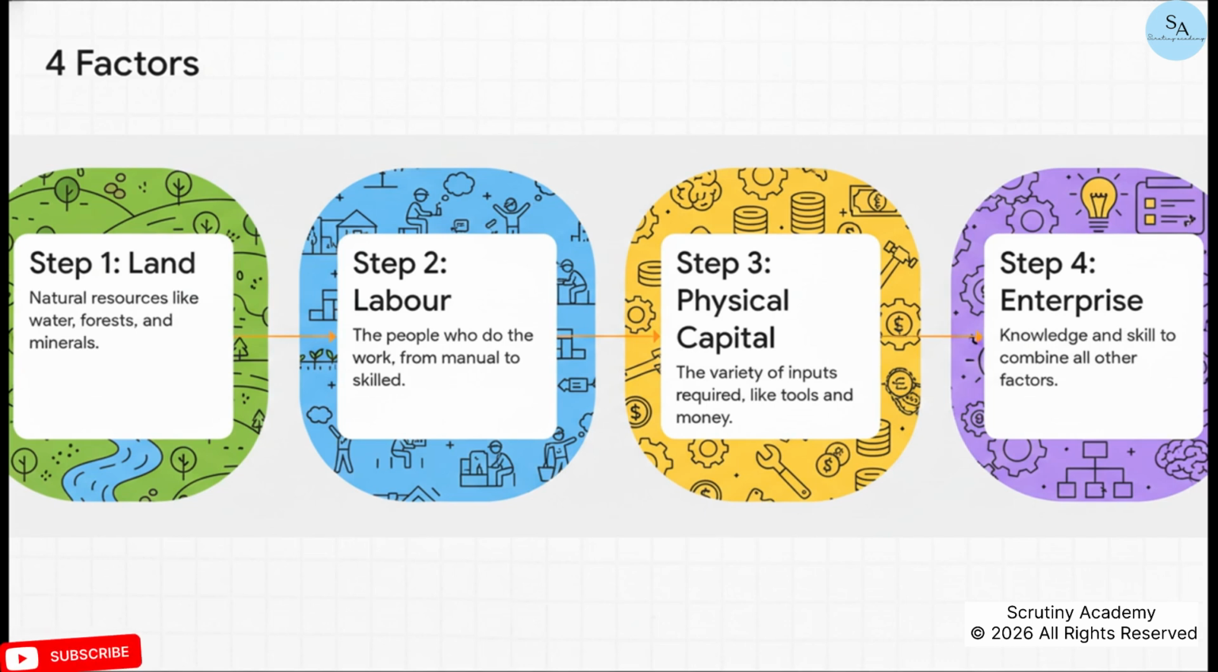First up, you've got land, and that includes all natural resources. Next, labor. That's the people actually doing the work. Third is physical capital. Think tools, machines, money. And finally, the big one, human capital or enterprise. That's the brain power, the knowledge that pulls everything together. Now, for the exam, here's your cheat code. Just remember LLPE: land, labor, physical capital, enterprise.